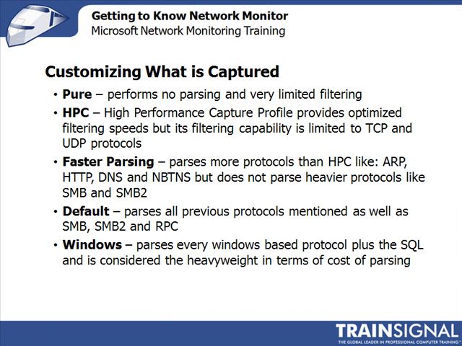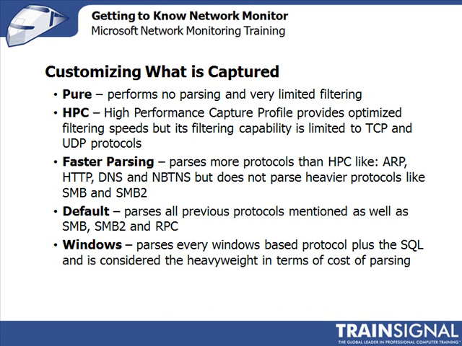The second is the high performance capture profile, which will provide you some optimized filtering speeds, but the filtering capability is limited to just TCP and UDP protocols. So here you wouldn't get anything like HTTP. You would get any protocols that are related to TCP and UDP. What you'll find on most of these parser profiles is you can either dial it so you get a lot of detail about the data packets that you're getting, which is going to slow down the trace and take longer to generate the view every time you open it up, or you can roll it back and say, show me the data you've gotten really, really fast, but you won't have as much data.